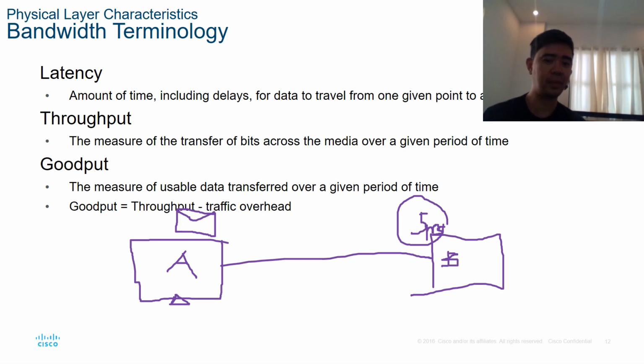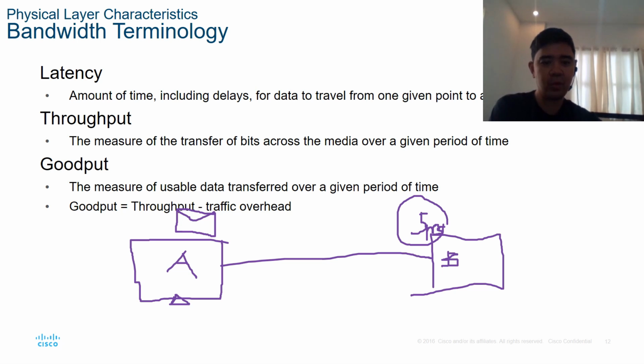That is based on the definition. There are other definitions for propagation delay, back and forth. Let's say for example A sends data to B and then B acknowledges the receipt of the data. And let's say the time from A to B and then the acknowledgement from B to A reaches around 10 milliseconds. That is also another acceptable definition of latency.